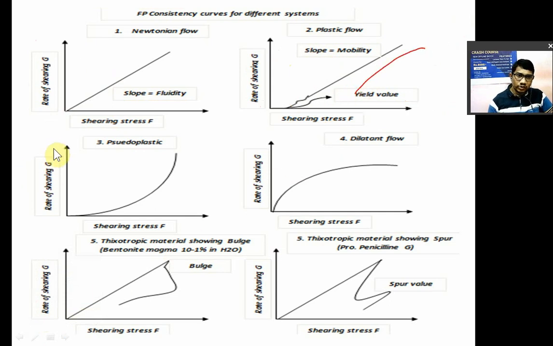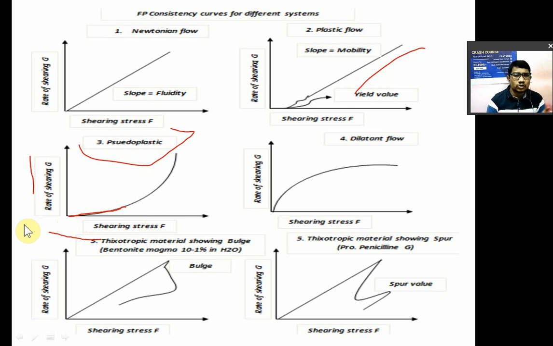Second, among non-Newtonian fluids, comes pseudoplastic flow. If you plot shearing stress versus rate of shearing, we will get a graph that starts from the origin. If you apply stress to a material showing pseudoplastic flow, what happens? There is a decrease in the viscosity of that solution.